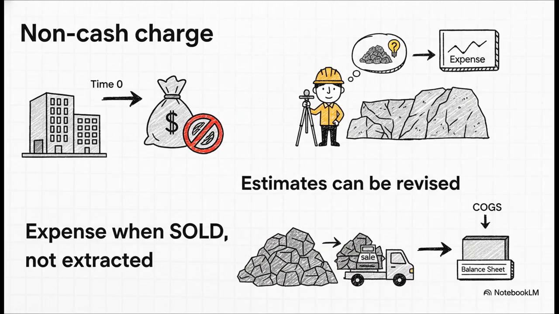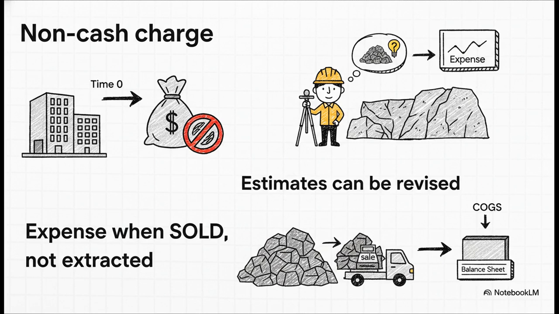Next, that 100,000-ton figure is an estimate. What if a new geological survey in year two reveals there's actually 120,000 tons left? A good accountant doesn't panic. They simply revise the depletion calculation for all future periods based on this new, better information. Accounting requires professional judgment.